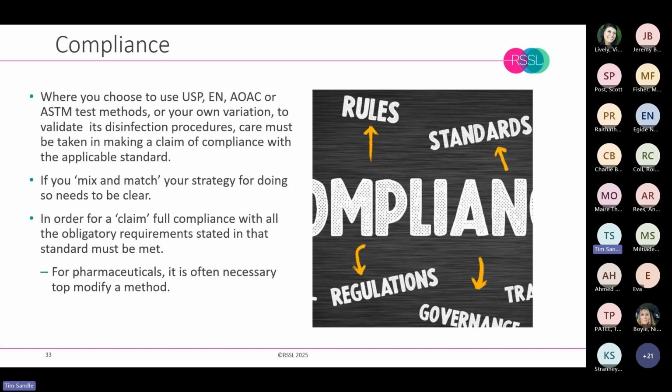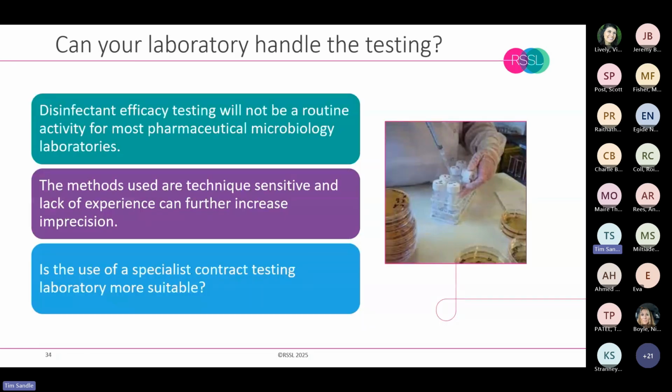The other consideration that we need to make is with how we're approaching testing as well. As I mentioned before, this isn't a routine activity, and it's often challenging for many laboratories. And I'm not here necessarily to say it's too difficult to do, but it is something that you sometimes need to consider the services of a contract test laboratory. And I know that RSSL do offer this service.